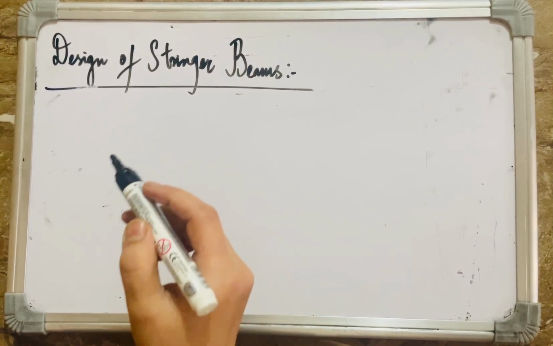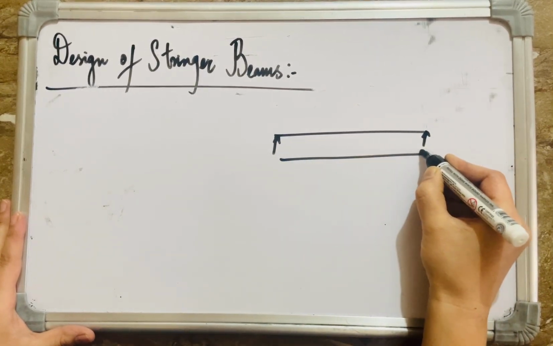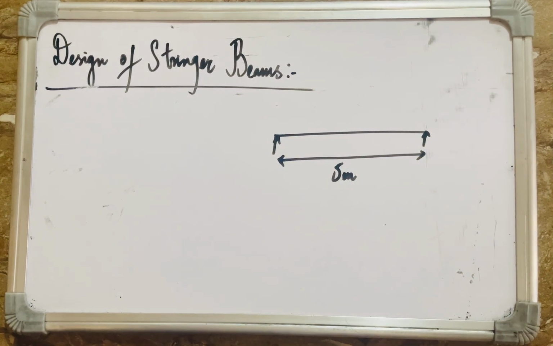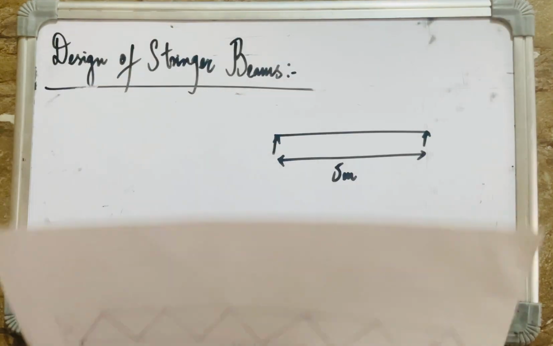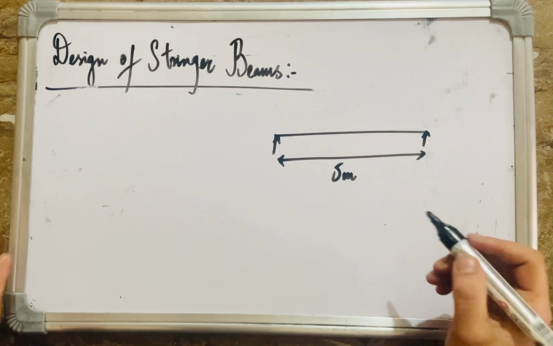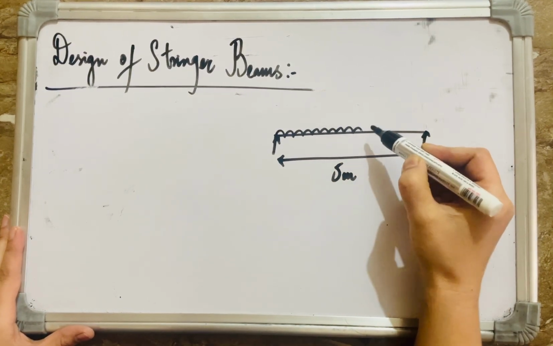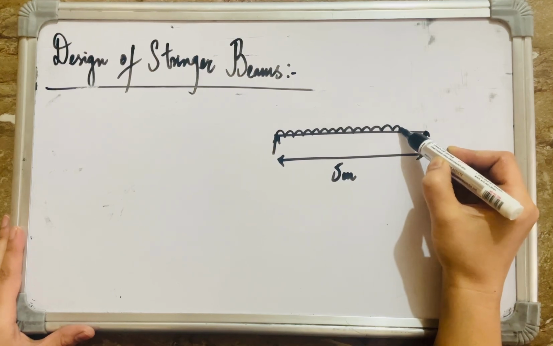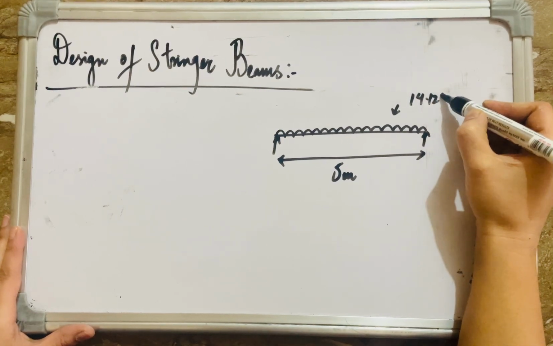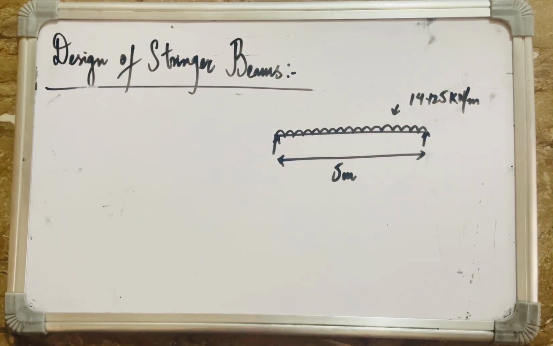Now this is our stringer beam. This is 5 meter long because I'm proposing that I'm using 6 panels of 5 meters. Now the total dead load on this stringer beam due to self weight of this deck slab and the wearing course plus its own self weight is equal to how much did we calculate? 14.125 kilonewton per meter. Now this is a UDL on the stringer beam.